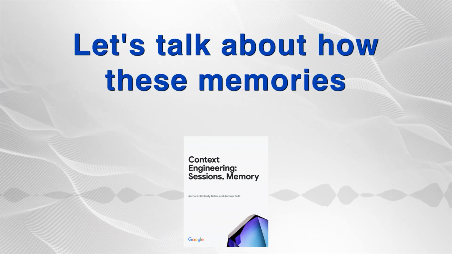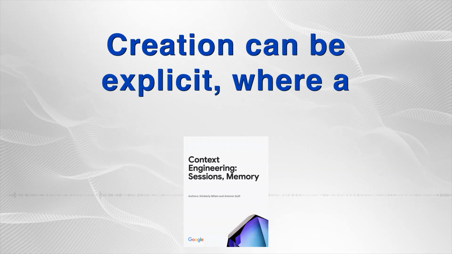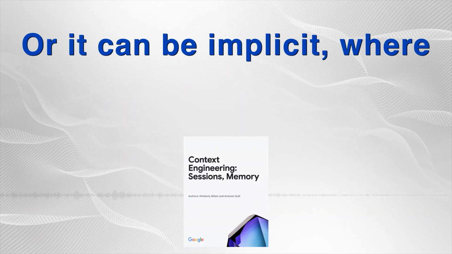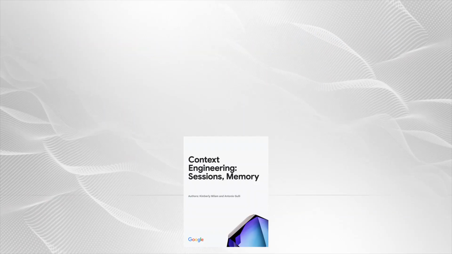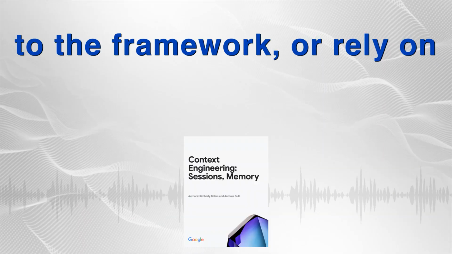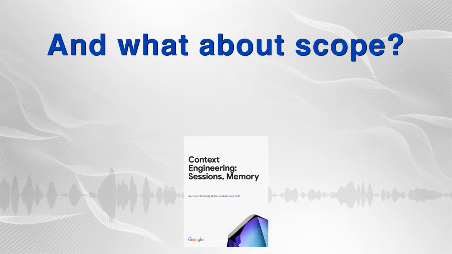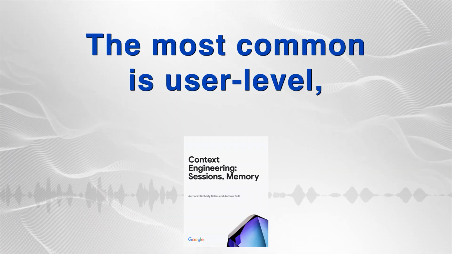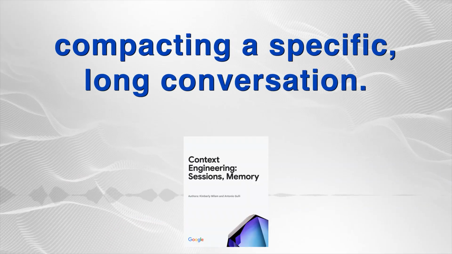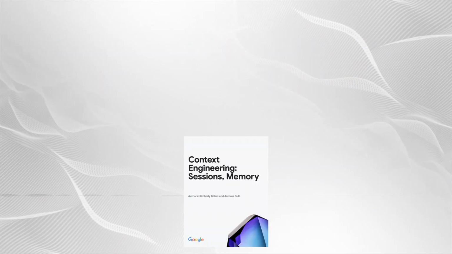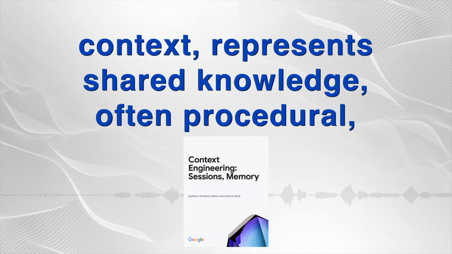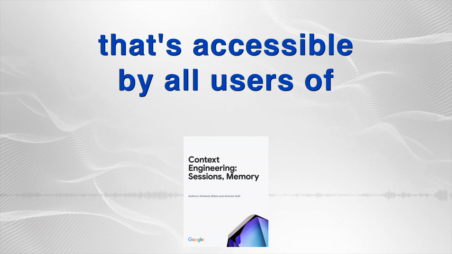Let's talk about how these memories are created and scoped. Creation can be explicit, where a user tells the agent to remember something, or it can be implicit, where the agent infers it from the conversation. Architecturally, the logic can be internal to the framework or rely on an external specialized service. And what about scope? The most common is user-level for personalization across all sessions. Session-level memory is just for compacting a specific long conversation. And then application-level or global context represents shared knowledge, often procedural, that's accessible by all users of that application.